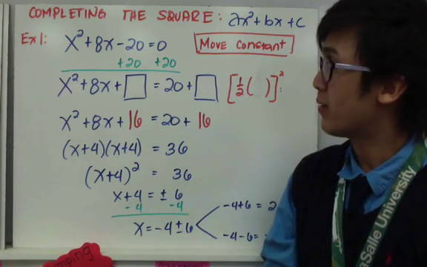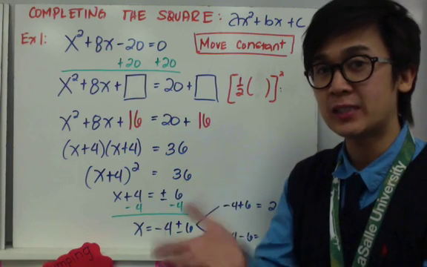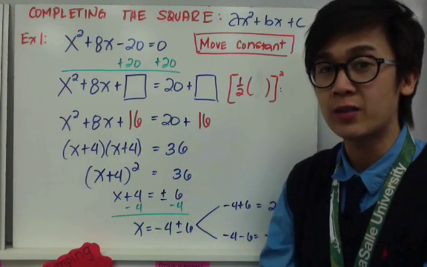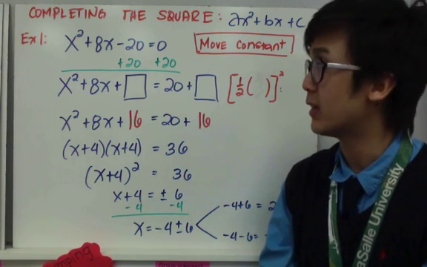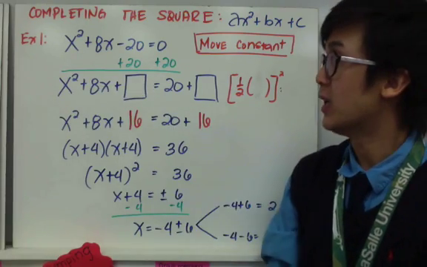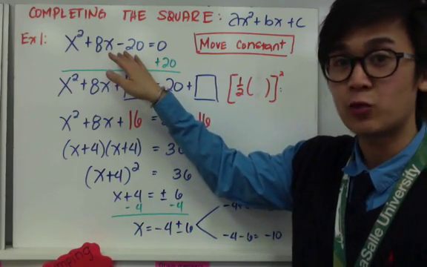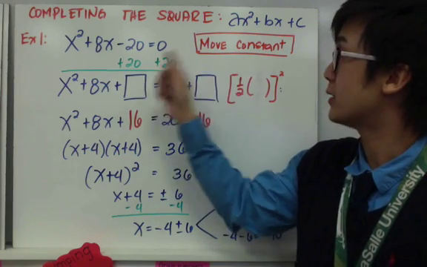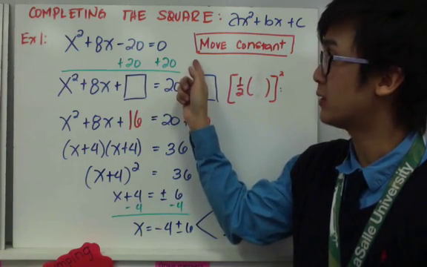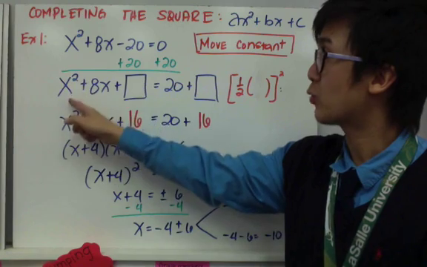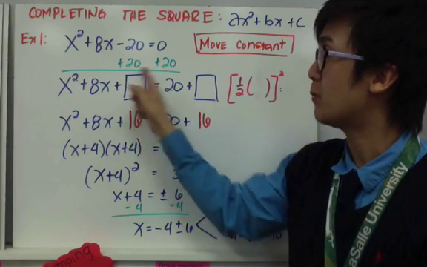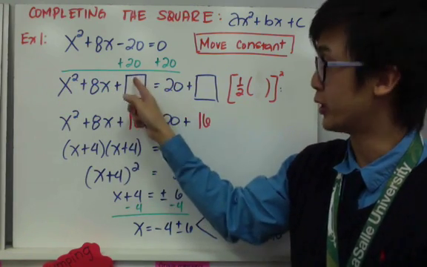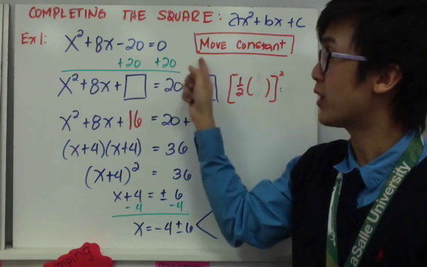So let's start with the first step. The first step in completing the square method is to always get rid of the constant in your quadratic equation. Here, our constant is negative 20, so we need to get rid of that. Move the constant. So add 20 on both sides, and you'll have x squared plus 8x plus a missing constant term, because you just moved it to the other side.